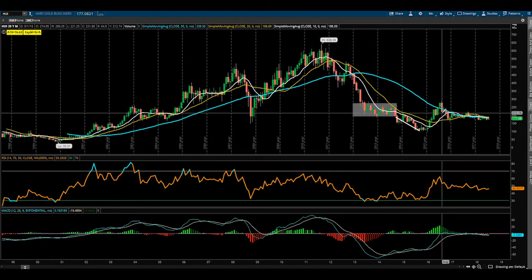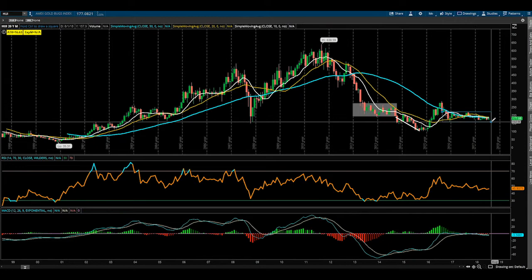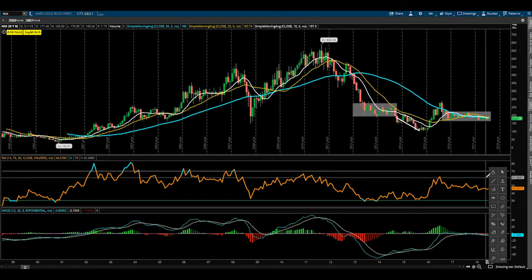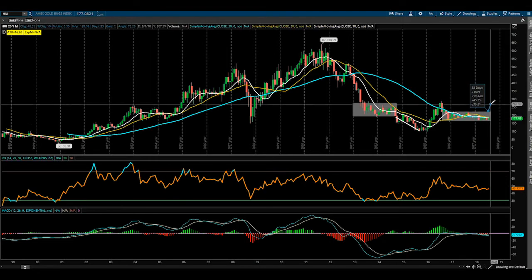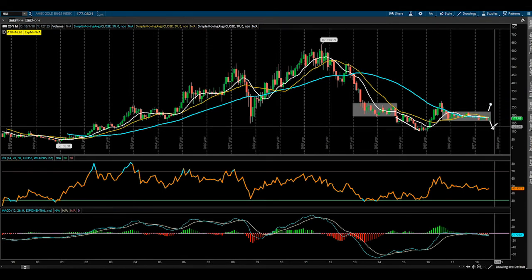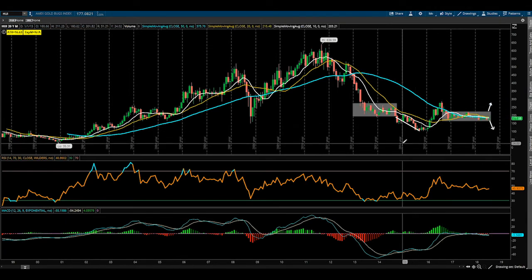So I don't think there is a play in this space at the moment. But this tight compression zone should have everybody paying attention if we do make a break to the upside or if we make a break to the downside. This would definitely be an area where we would have an actionable setup if we were to break out of that range.